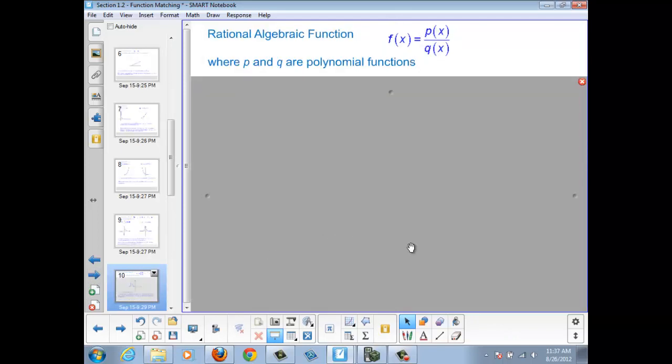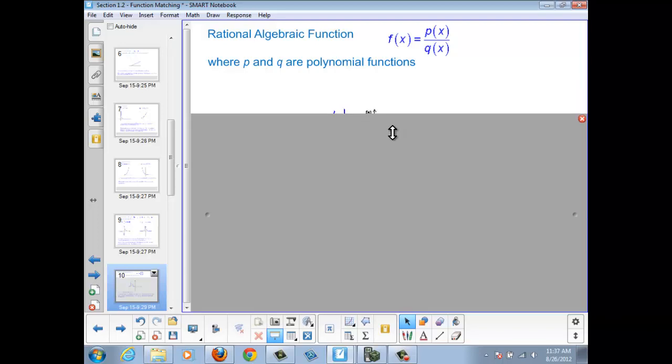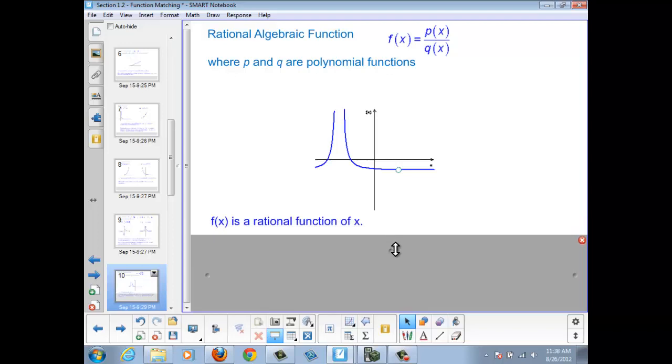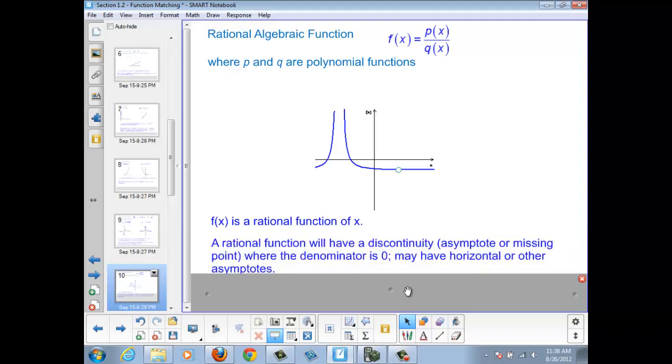Alright, finally we have the rational algebraic function, where f of x equals p of x over q of x, where p and q are polynomial functions. Here we'll see numerous types of graphs, but these graphs all have the potential to have discontinuities in them. We'll say f of x is a rational function of x when we have a polynomial over a polynomial. Now, these discontinuities will occur whenever we try to divide by 0, and we can have two different types of discontinuities. We can have an asymptote or a missing point. And we may have additional horizontal asymptotes. That asymptote, when we divide by 0, will be a vertical asymptote.